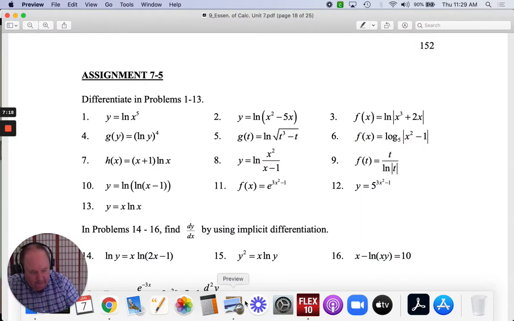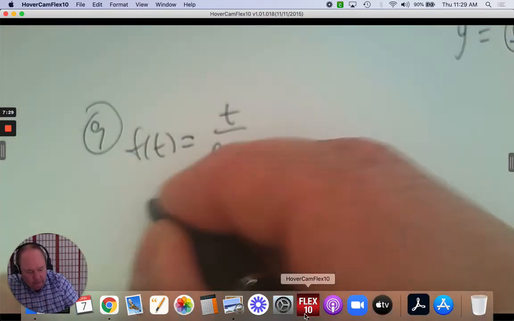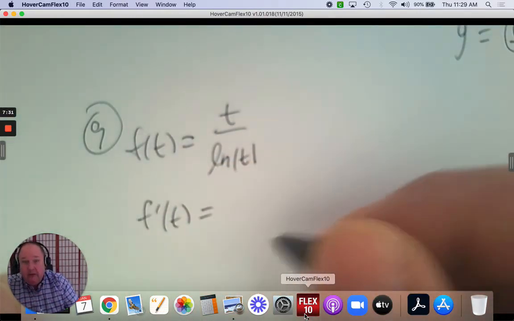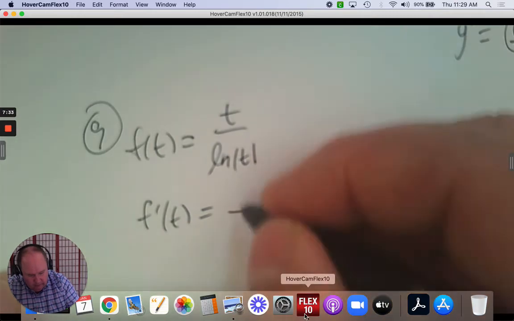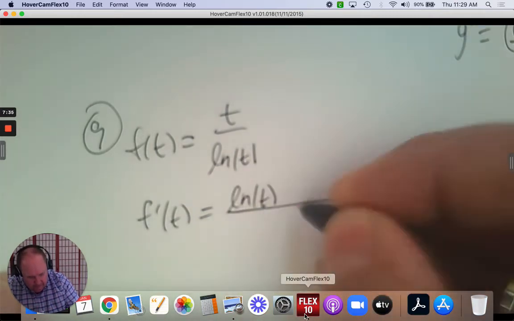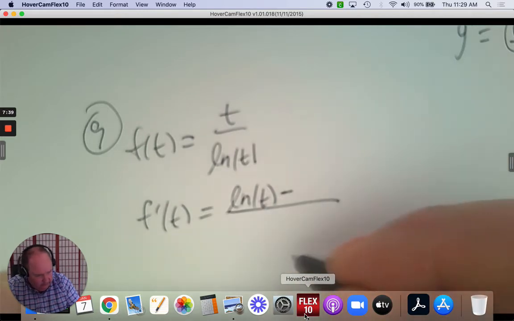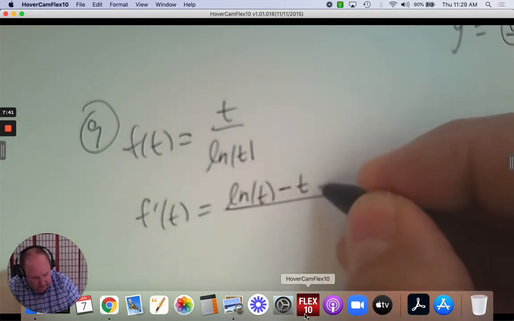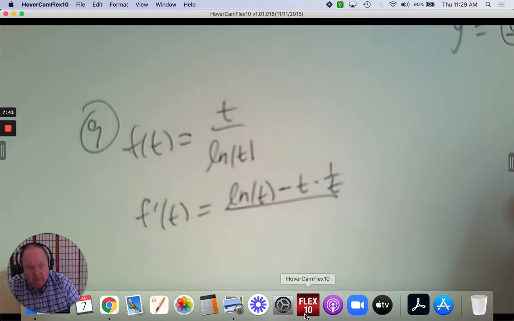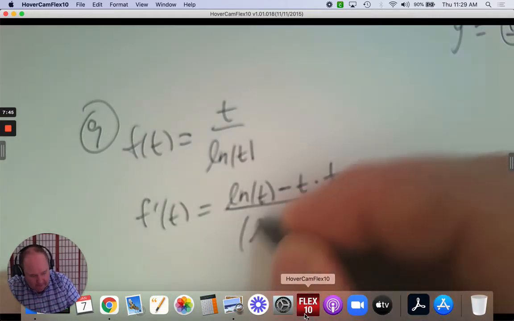f of t equals t divided by ln of the absolute value of t. All right, so the derivative here is going to be the quotient rule, which is the bottom times the derivative of the top, which is 1, subtract the top times the derivative of the bottom, which is 1 over t, and then the bottom squared.